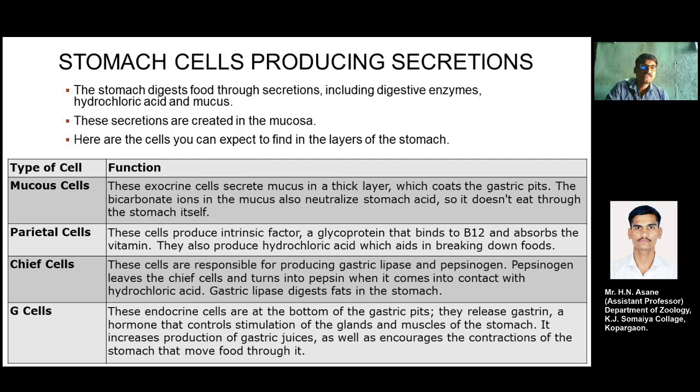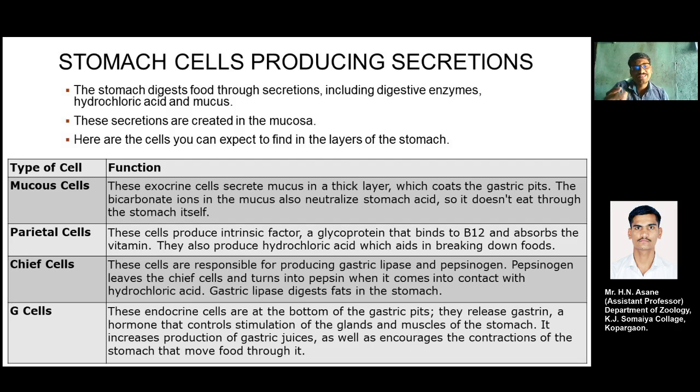Then the parietal cells, as I said, produce the intrinsic factor, a glycoprotein that binds to vitamin B12 and absorbs the vitamin. They also produce the hydrochloric acid, which aids in breaking down the food, as well as protecting from other multicellular or unicellular microscopic organisms.